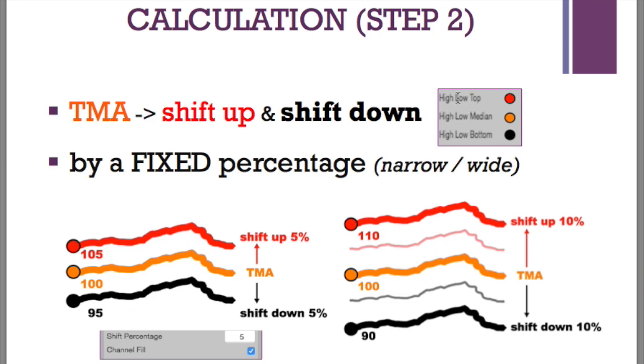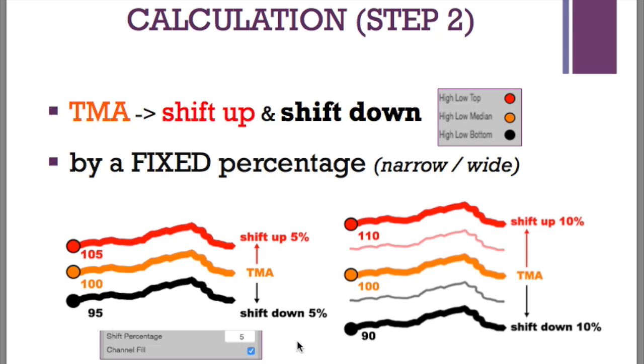We also sometimes call this the high-low top and the high-low bottom. And this is the high-low medium, in orange here, the high-low median. The shift percentage is 5%.